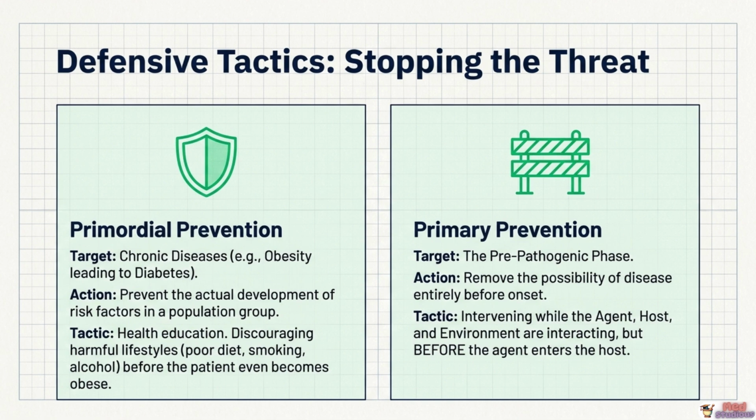Applied to the diabetes model, primordial prevention operates before obesity occurs through health education campaigns, urban planning that creates walkable neighborhoods, taxation policies on sugar-sweetened beverages, regulations limiting the marketing of unhealthy foods to children, and school curricula that establish healthy lifestyle norms in the next generation.